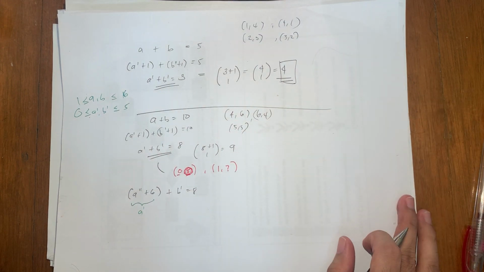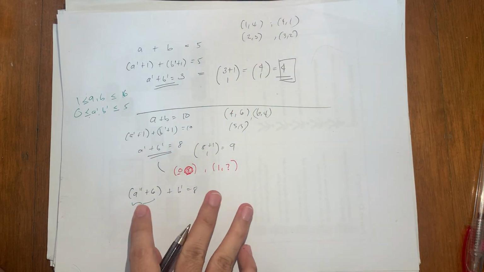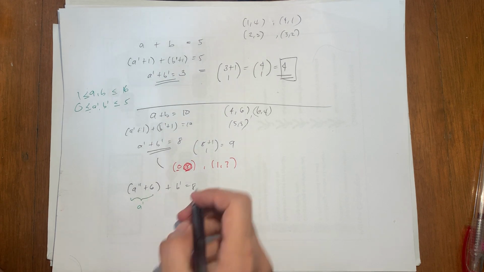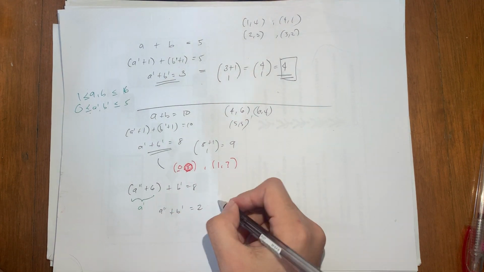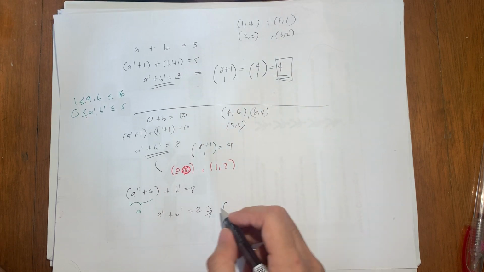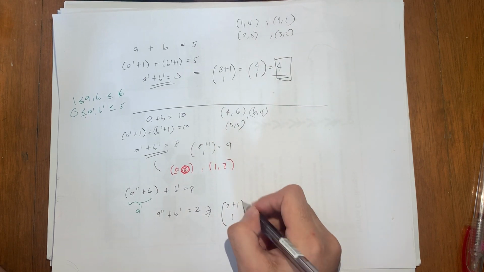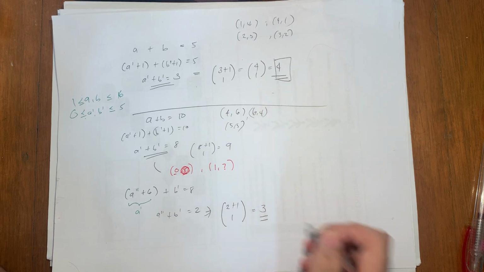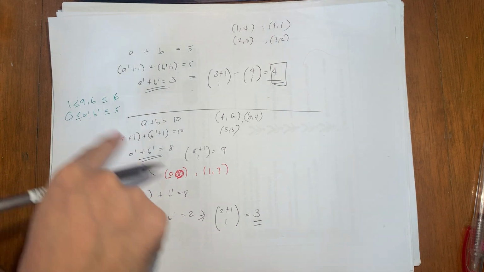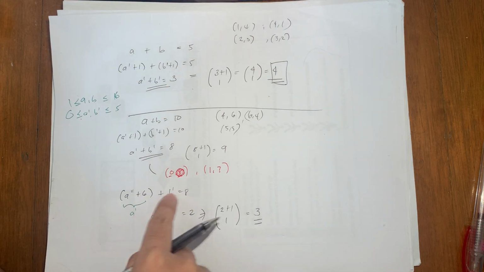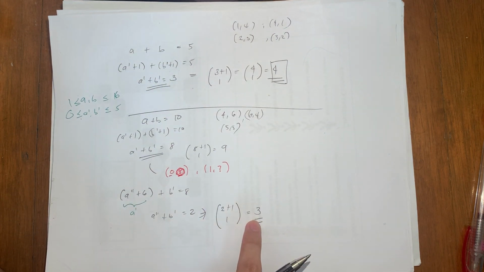So that's not possible. So for this one, we get A double prime plus B prime is equal to 2. By stars and bars, the number of solutions for this one is 2 plus 1 taken 1, or just 3. But then again, B prime can also be greater than 5. So, at this one, we multiply by a total of 2.